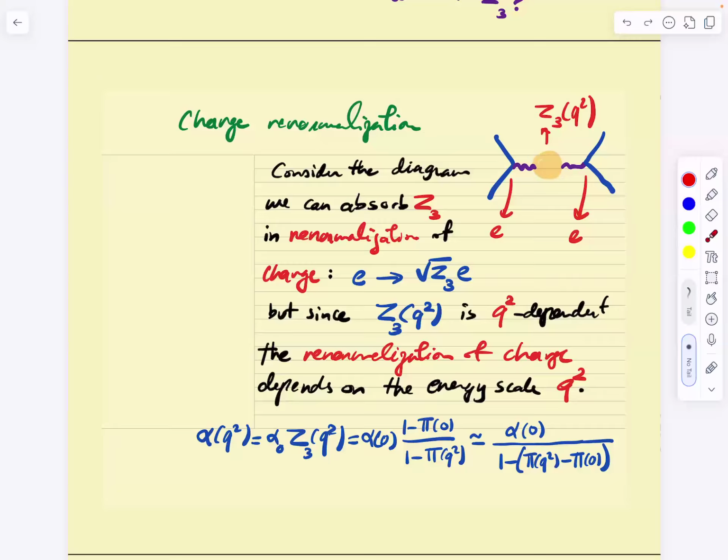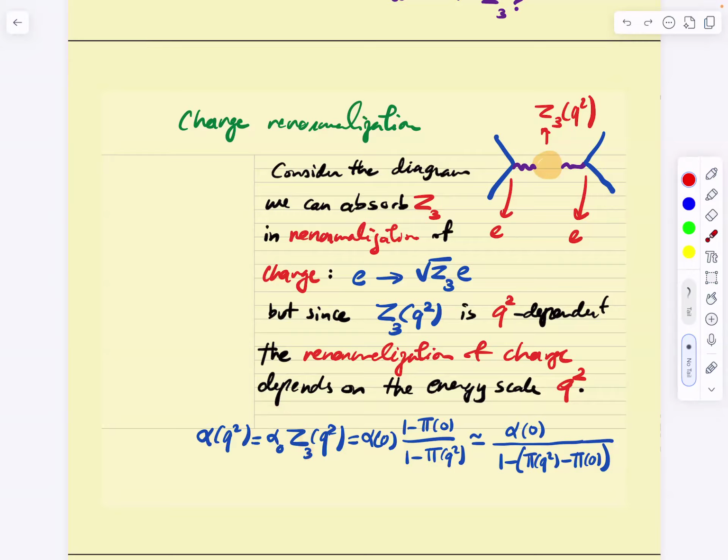Why? Because this propagates. What is q? q is the energy of the external legs. Now this guy will have some amount of energy that propagates. This is the very first place where we see that the renormalization of charge depends on the energy scale. As you scatter electrons at different energies, the effective charge they feel depends on the energy of the scattering, the center of mass energy.